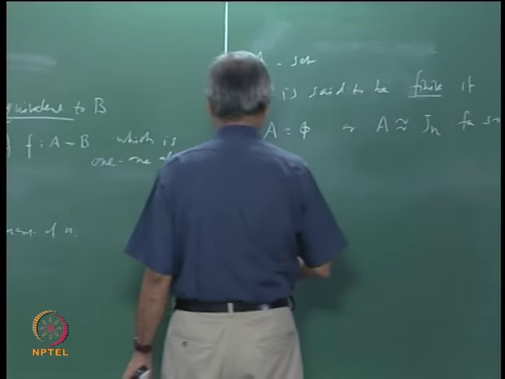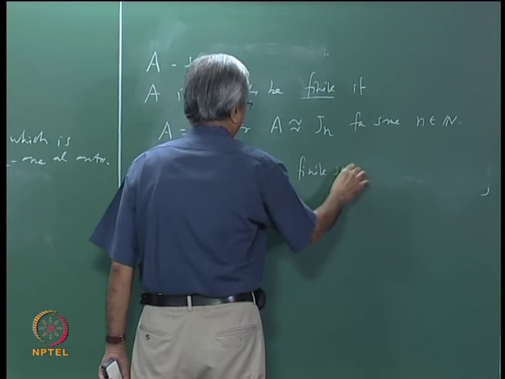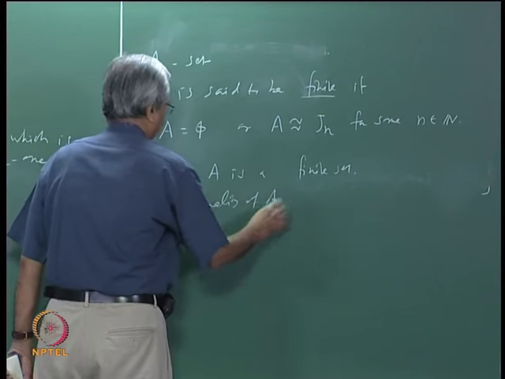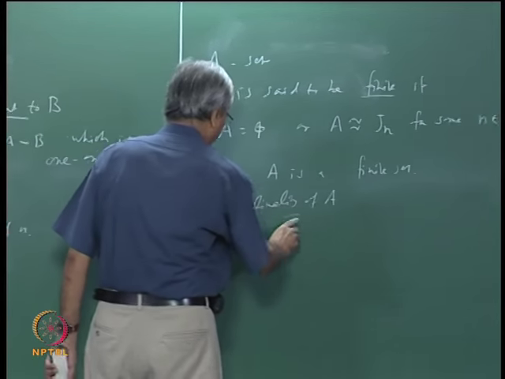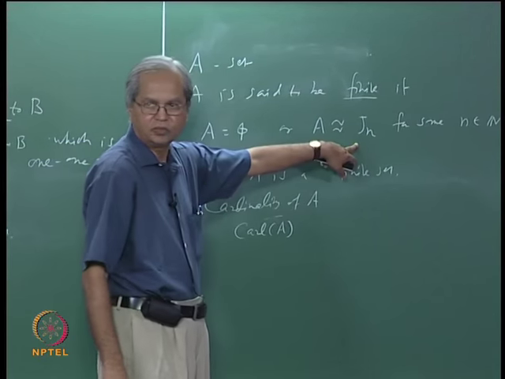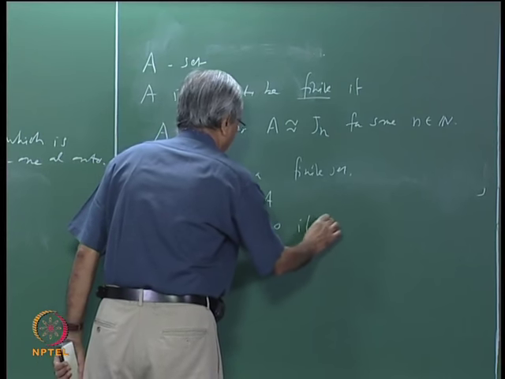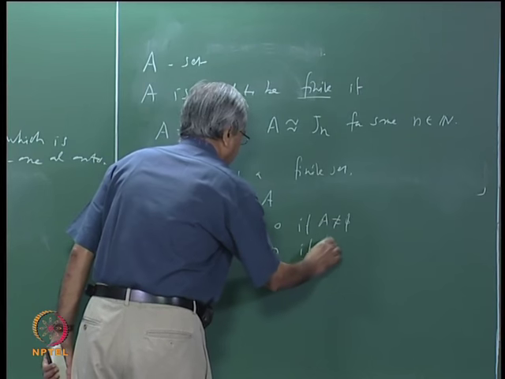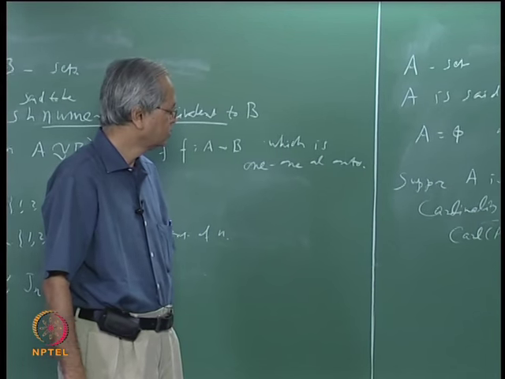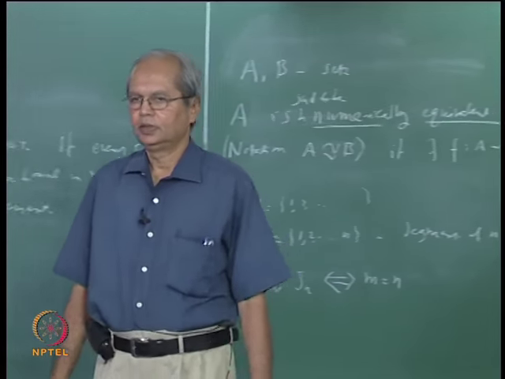Now, for such finite sets, suppose A is a finite set, we will define what is meant by the cardinality of A. Instead of writing the full word cardinality, we shall use the short notation card A. This we shall define as this number n if it is non-empty. If it is empty, we will define it to be 0. So the cardinality of A is defined to be 0 if A is the empty set, and it is n if A is numerically equivalent to Jn.